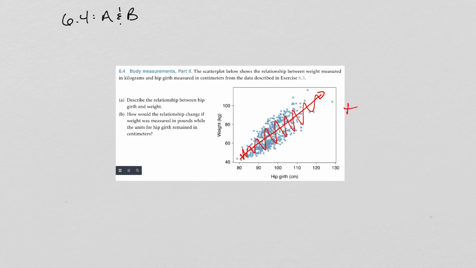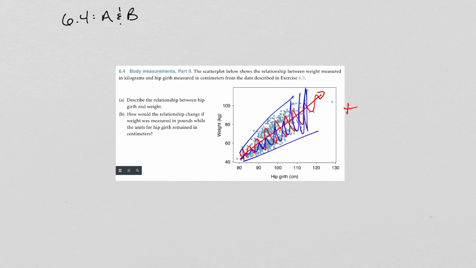The thing here is that it's a little bit of a fan shape here, right? So there's not a good linearity there because of that shape. You have a lot more variance over here than you do towards the bottom.